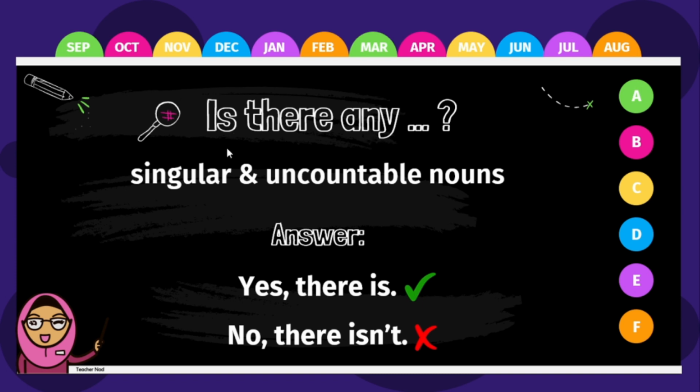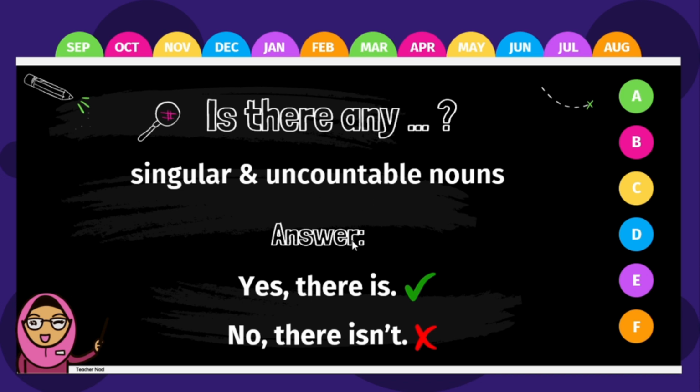Is there any is used for singular and uncountable nouns. Alright? So it means that for is there any, we are going to use anything that is singular, satu, and uncountable nouns. Anything yang tak boleh dibilang. Okay? Did you remember in previous lesson we have learned what are uncountable nouns? For example, sugar, salt, rice, milk, coffee. Alright? So, is there any?